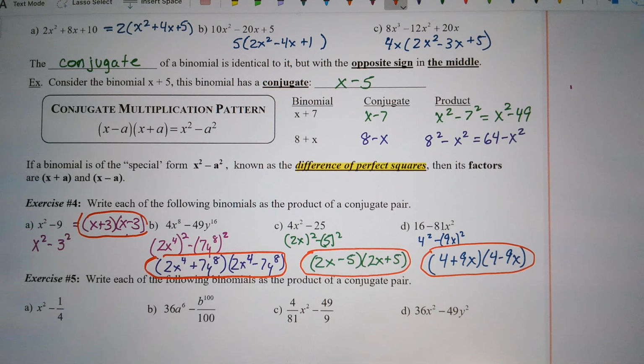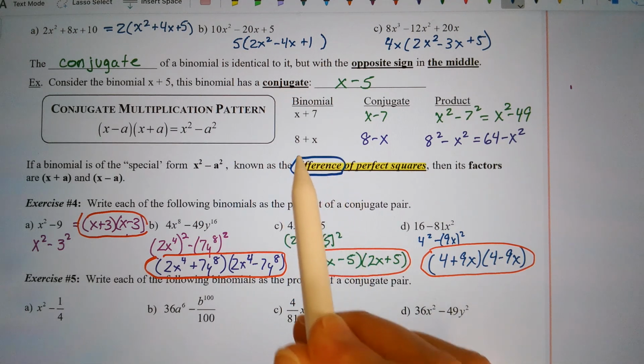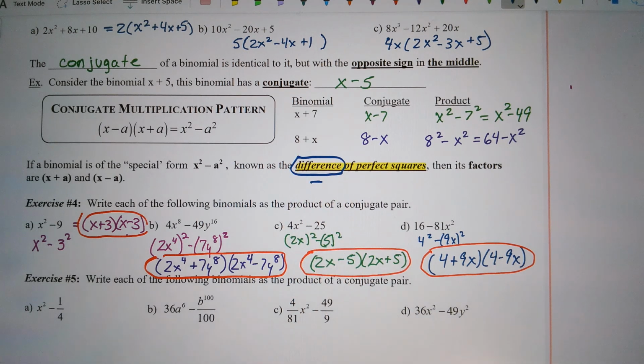Okay, same for number 5. We want to express the binomial as the product of conjugate pair, and remember this only works if it is a difference. It has to be subtraction. It does not work if it's addition. So we have x plus a half, x minus a half.